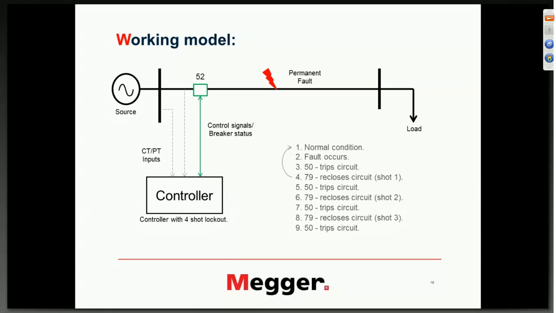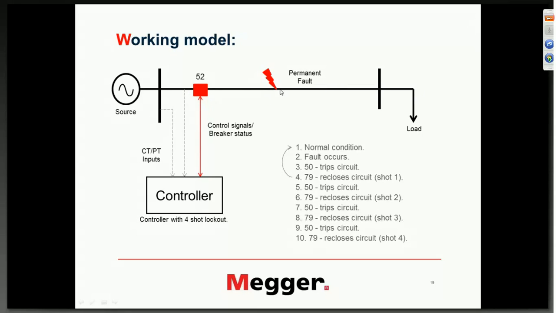Moving on, since this is a permanent kind of fault, your source is supplying the fault at higher current and trips the circuit breaker. After it trips the circuit breaker, after a time delay, my controller is going to try for the last time to see whether the fault is cleared or not, and it issues the reclose signal through the reclose circuit, and that will be the fourth shot. So after the fourth shot, the circuit breaker is closed.